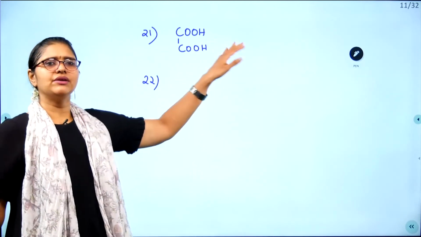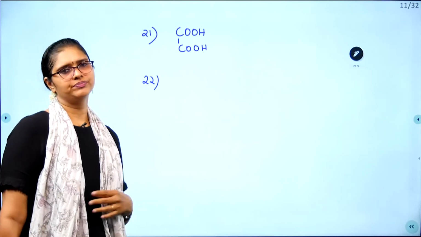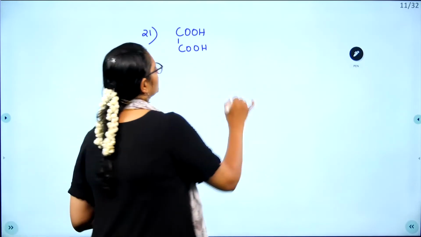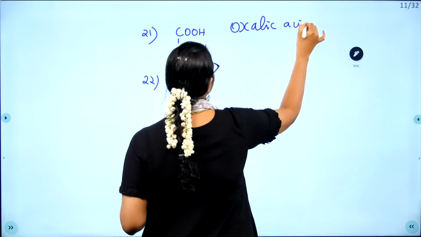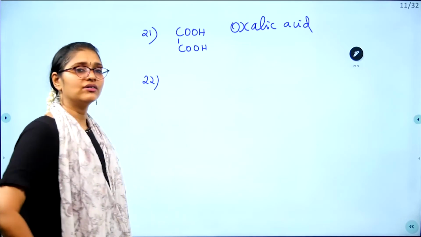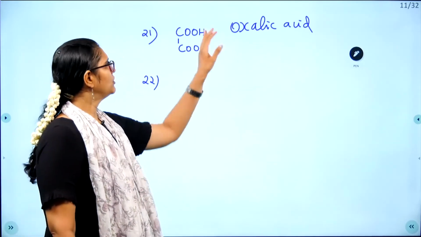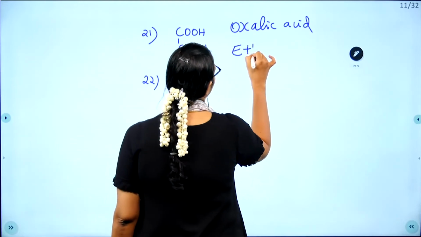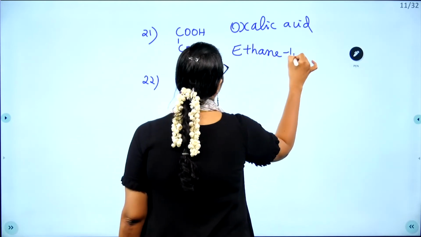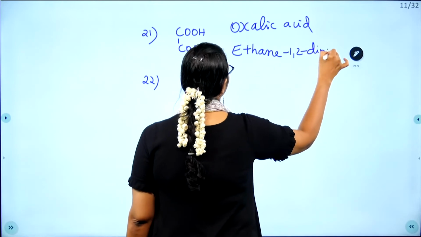You have COOH. What is the common name for this? Oxalic acid. This they asked in the NEET exam also. Give the IUPAC name for oxalic acid. So how will you name this? Ethane, number of carbon atoms 2. Ethane 1,2 dioic acid.